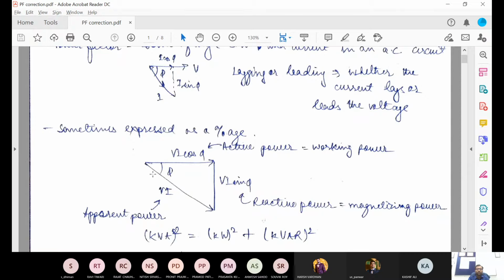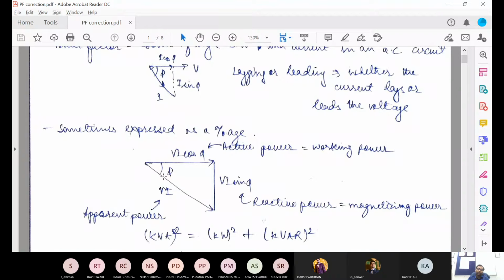So we have VI as the apparent power, and you have VI cos phi and VI sin phi. In this case, basically we understand that only when the current is in phase with the voltage, that particular component of power is the real power, which can deliver you the working power, and that is why this is known as the real power or the active power.